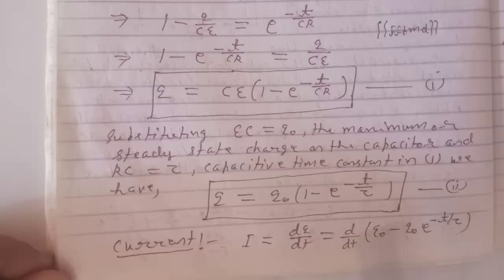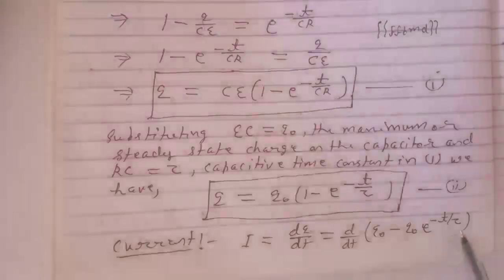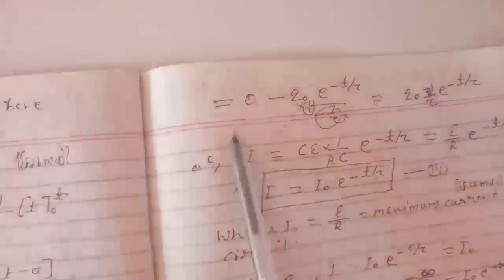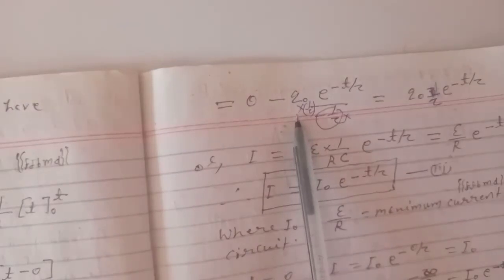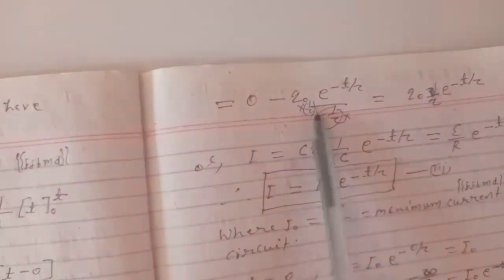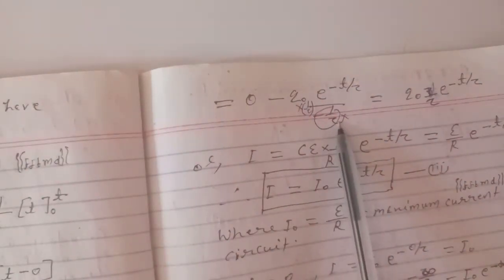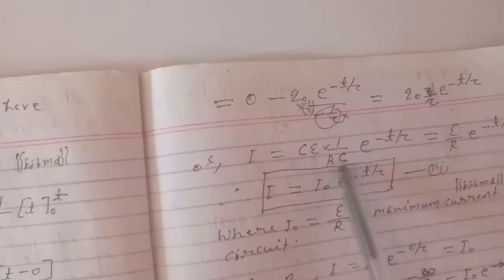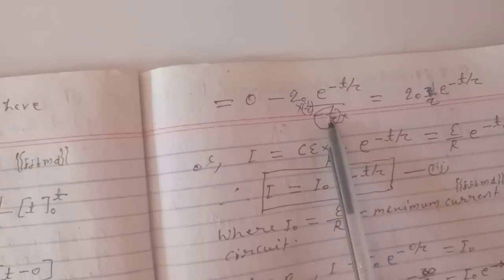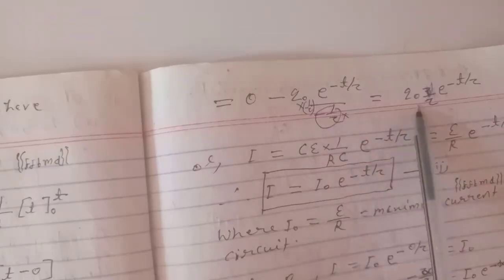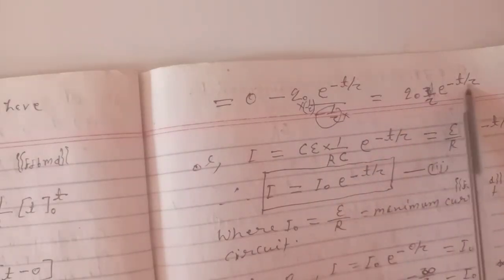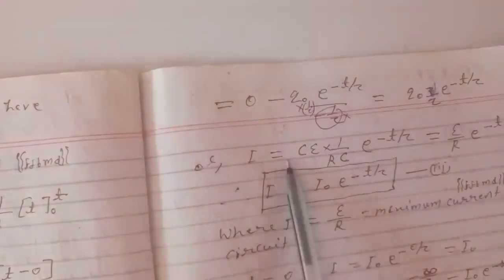This is our equation 2. Now current can be written as I equal to dq by dt. So differentiating equation 2, d by dt of q naught minus q naught e to the power minus t by tau. Since q naught is constant, we get q naught into e to the power minus t by tau multiplied by minus 1 by tau, because we are taking differentiation, not integration. So q naught into 1 by tau into e to the power minus t by tau.